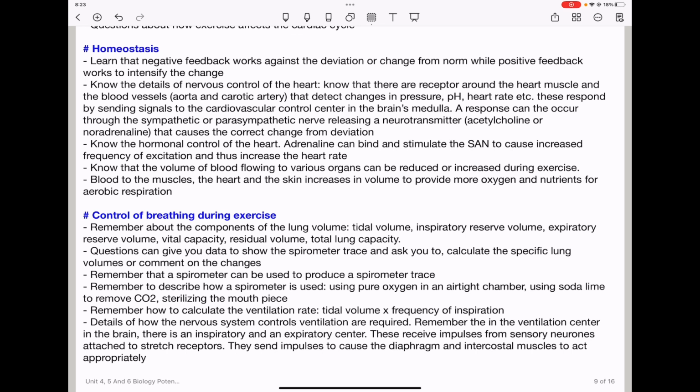When they send impulses, a response is sent back to the specific muscles of the diaphragm and the intercostal muscles to respond appropriately.